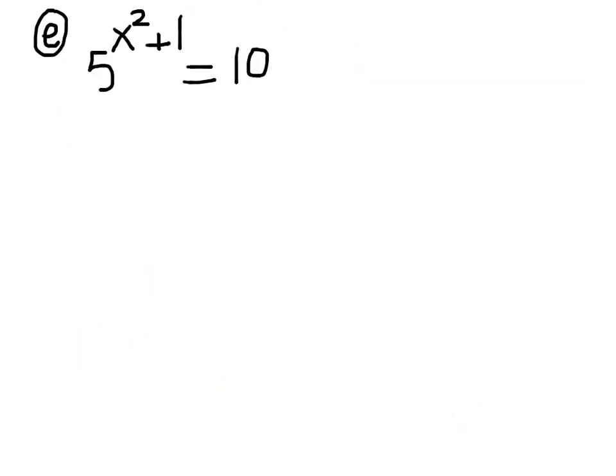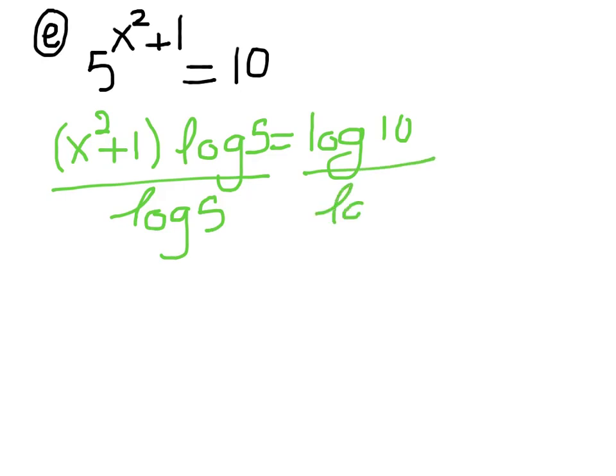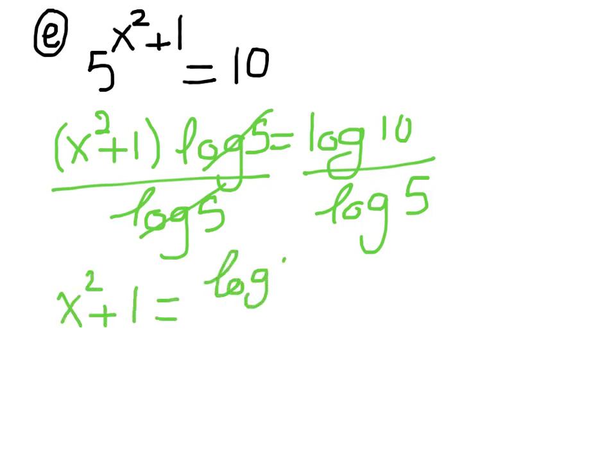Alrighty, next we're going to do this problem, part E. When you apply the common log to both sides, you're going to have x squared plus 1 log of 5 is equal to log of 10. Now what I need you to do is divide both sides by log of 5. When you do that, try not to use the calculator more than once in this problem. And then I need you to do x squared plus 1 is equal to log 10 divided by log of 5. Now we're going to subtract 1 from both sides.